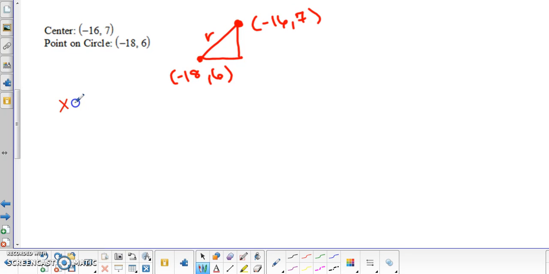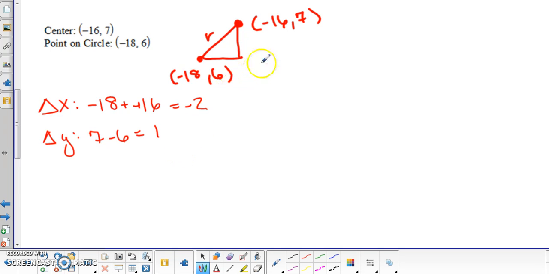To find my horizontal change, delta x, delta stands for change, you know, just throwing in some vocab there for you: -18 minus -16, so that becomes plus, so that gets me -2. My vertical change, so delta y, change in y, would be 7 minus 6, so that gets me 1. So the difference between 6 and 7 is 1. Hey, that makes sense. The difference between -18 and -16 is 2. That makes sense. So I'm going to put this into my equation for the Pythagorean theorem, where I have a squared plus b squared equals r squared.